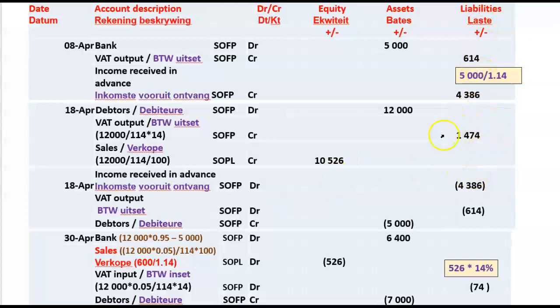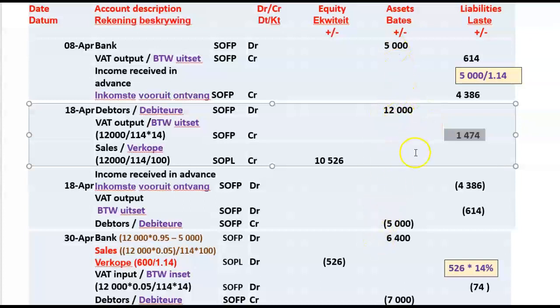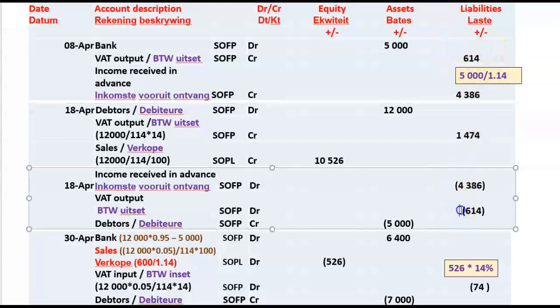When we posted the invoice, we posted the full VAT output applicable on the 12,000. Now that 5,000 is part of the 12,000. So in effect, we have now duplicated the 614 rand. So let's take that out of the books as well. So here we credited VAT output. Now we're going to debit VAT output with 614 rand. So if I add that and that, it gives me 5,000 rand. So the counter leg of 5,000, we are going to post against our debtors. So we're going to credit our debtors account with 5,000.